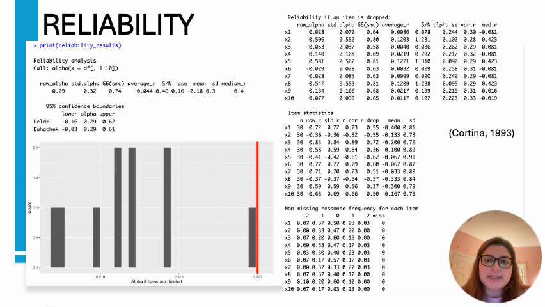Okay, so next is going to be reliability. Reliability is the extent to which measurements are repeatable, and any random influence that can lead to measurements being different is going to be considered a source of error.